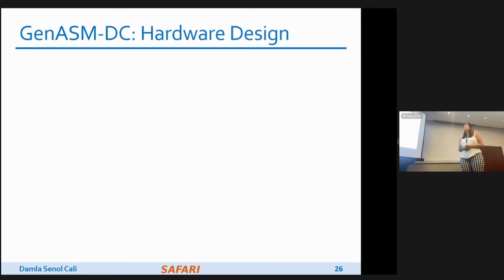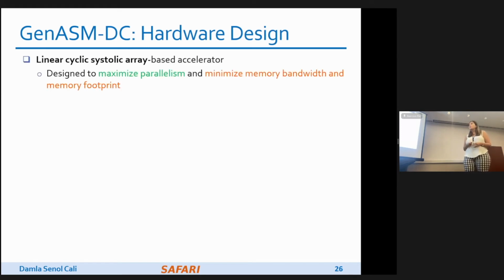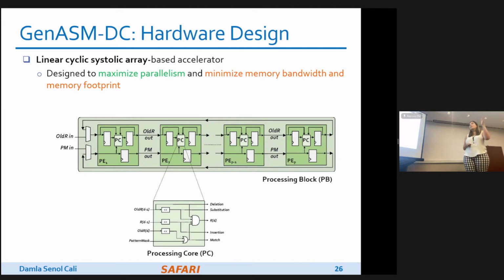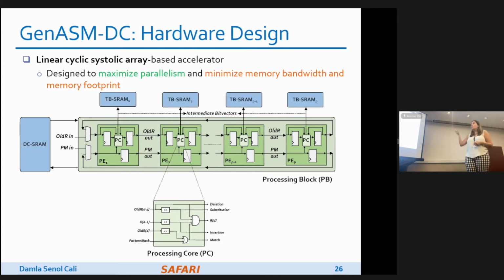So let's quickly go over the Genome DC hardware design. We implemented it as a linear cyclic systolic array-based accelerator, which is helpful for maximizing parallelism and minimizing memory bandwidth and footprint. So this is the processing core, which handles one iteration of the inner loop of that BiTAP algorithm. When we add the required flip-flop-based storage around it, we define a processing element, and multiple processing elements are concatenated so that we can define a processing block. And we add the DC SRAM that feeds the input and gets the intermediate data out of it, and also TB SRAMs, which holds the intermediate bit vectors.